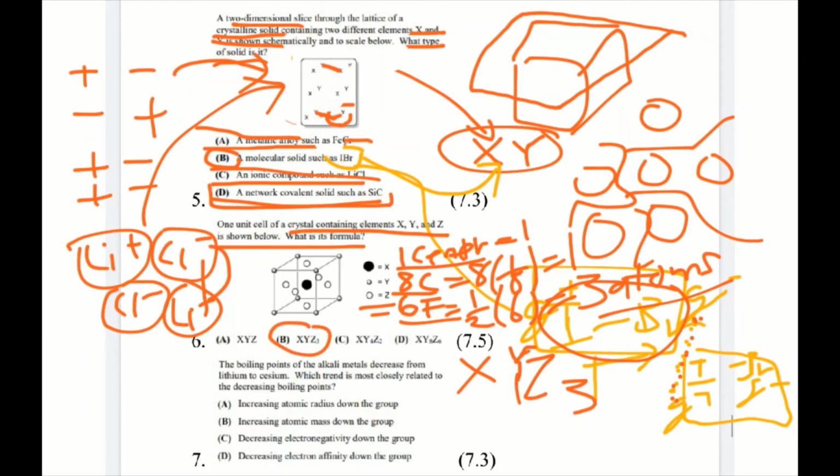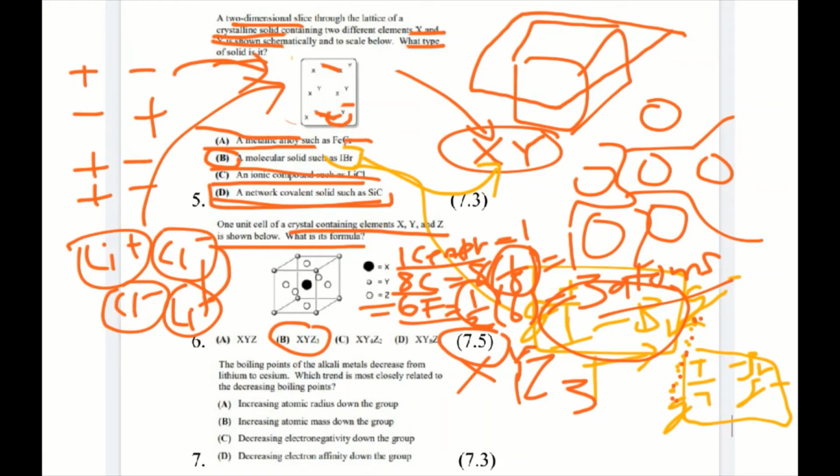And if you didn't understand that, I highly recommend watching video 7.5 because that accurately describes why I am counting corner atoms, for example, as 1/8 of an atom, or why I'm counting face atoms as half an atom for the unit cell. So let's move on.